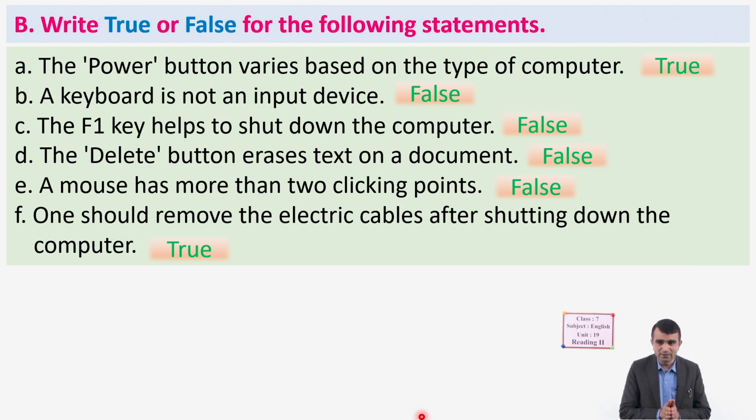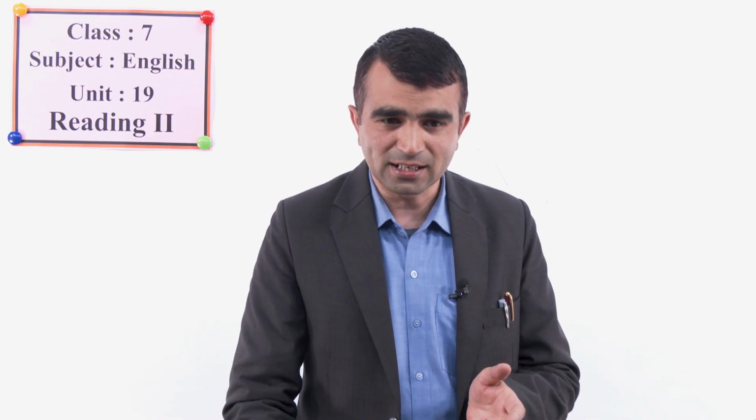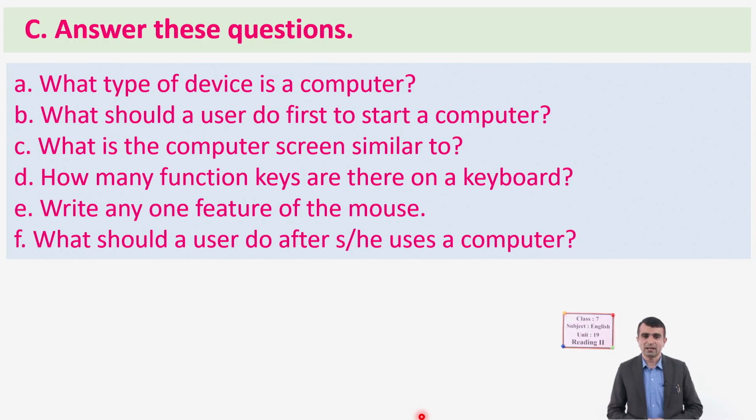Okay. Now let's go to another, that is task C. What is given? Answer these questions. Okay. There are 6 questions you should answer. A. What type of device is a computer? B. What should a user do first to start a computer? C. What is the computer screen similar to? D. How many function keys are there on a keyboard? E. Write any one feature of the mouse. F. What should a user do after he or she uses a computer?